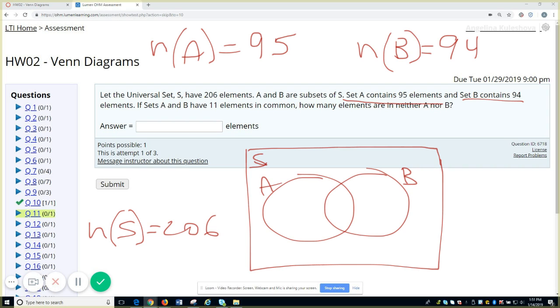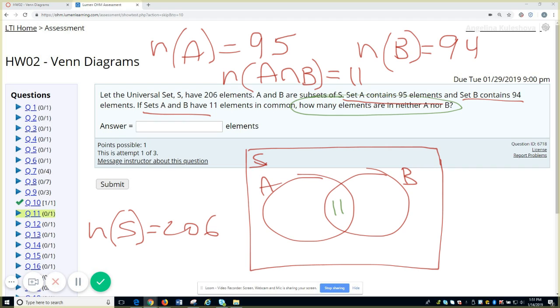And then it follows, saying that the two sets have 11 elements in common. So I can also write that symbolically as the cardinality of A intersected with B. So the common elements between A and B, there's 11 of them. And so that number can, at this point, be placed in the overlap between A and B. So there's 11 elements that A and B share. And then the question that we want to answer is, how many elements are neither in A nor B?